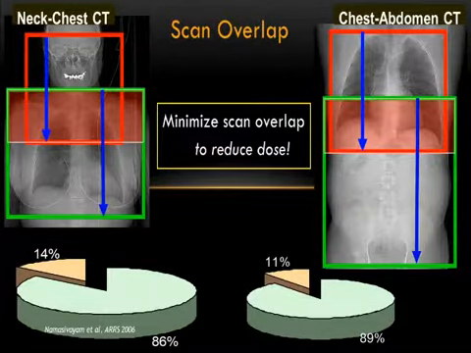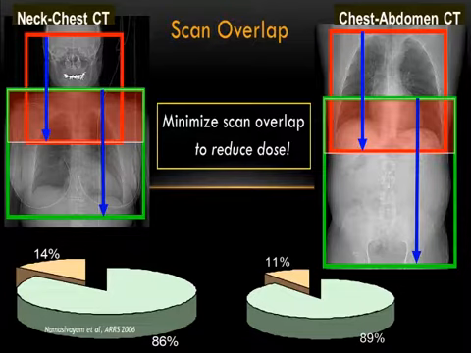Scan overlap, somebody alluded to this before, does lead to a significant amount of dose when you are doing neck and chest CT or chest and abdomen CT. Now, there are some protocols where you should be doing a single run chest and abdomen. Trauma is a very good indication for that, where we routinely do a single run study from chest down to abdomen.